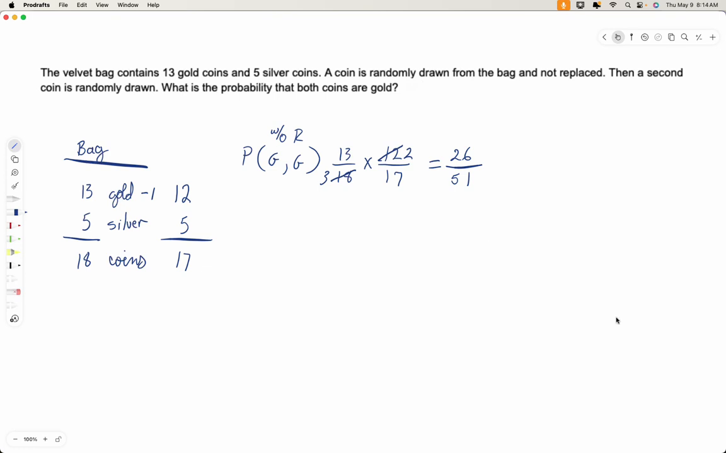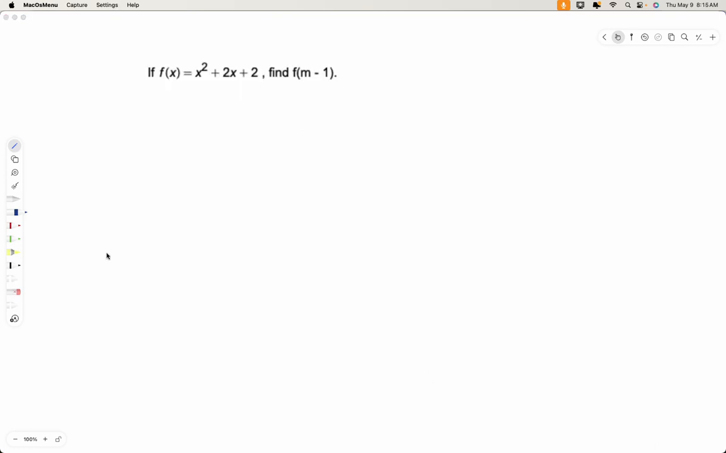All right, let's look at the next one. If f of x is equal to x squared plus 2x plus 2, find f of m minus 1.